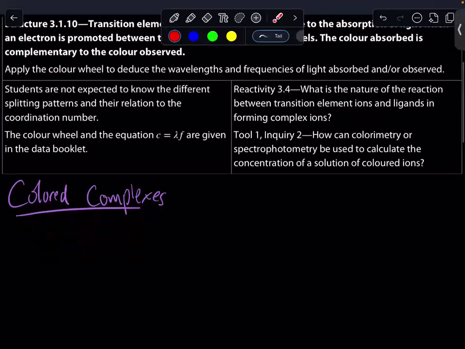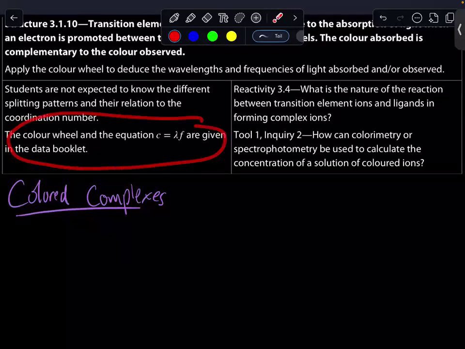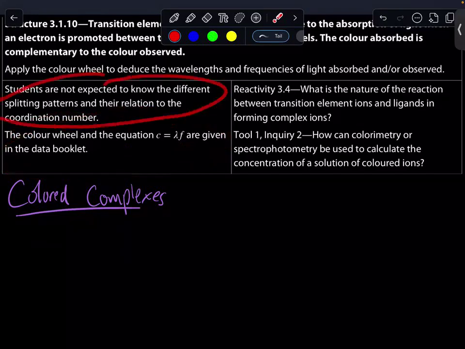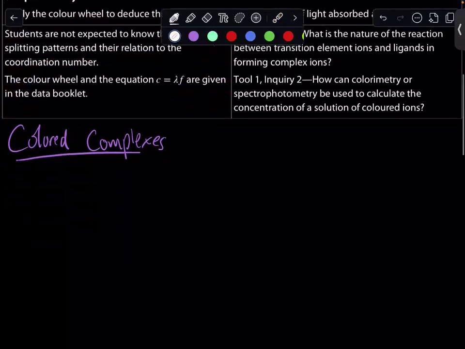Make sure you know the color wheel as well as the equation c equals lambda times frequency, which are both in the data booklet, so you need to be able to use them. You do not need to know the different splitting patterns and their relation to coordination number, so we're not going to talk about that. So let's go over colored complexes.